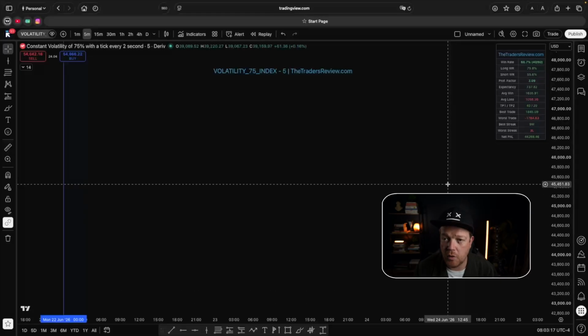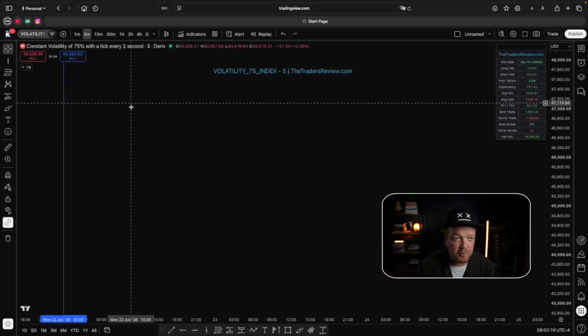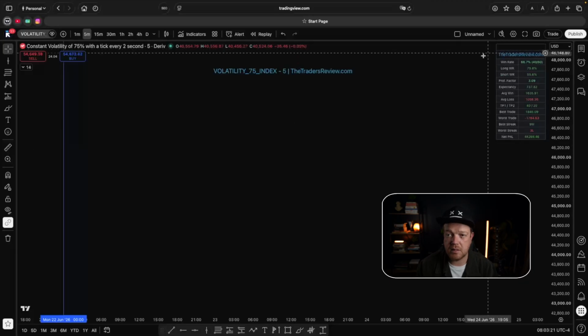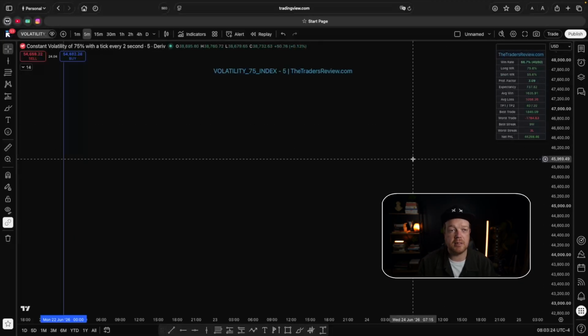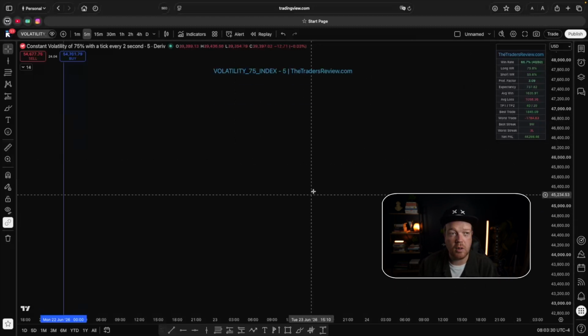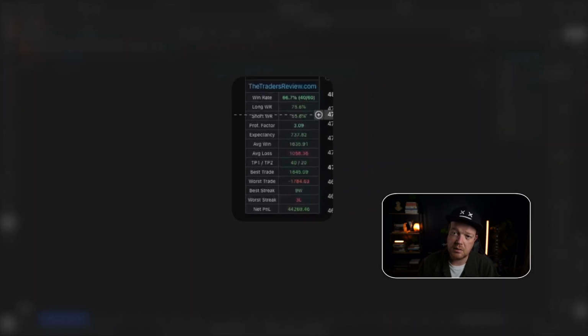Alright everyone, so on this video, at the time of recording it, these stats change the whole time as the days move on and the chart prints new bars. These stats will change. So we are on Volatility 75 on the RIV on the 5-minute right over here. We can see we have a 66.7 win rate. We have 9 wins in a row. That's the highest streak, and the worst streak was 3 losses in a row.